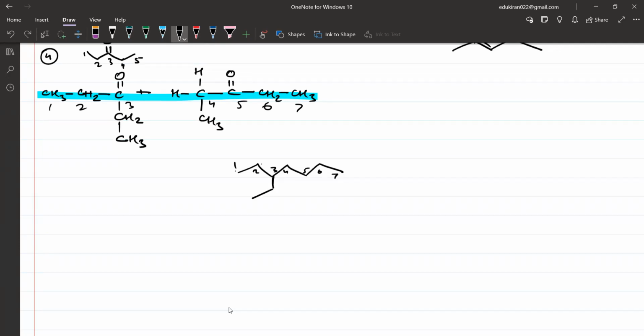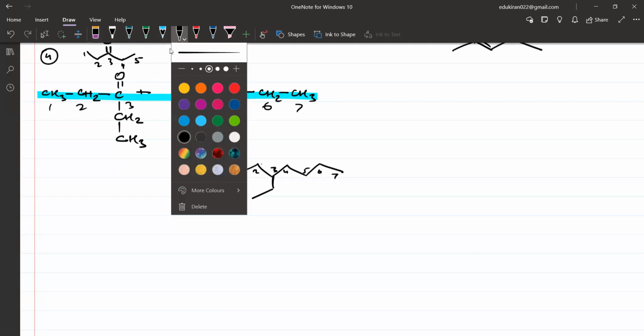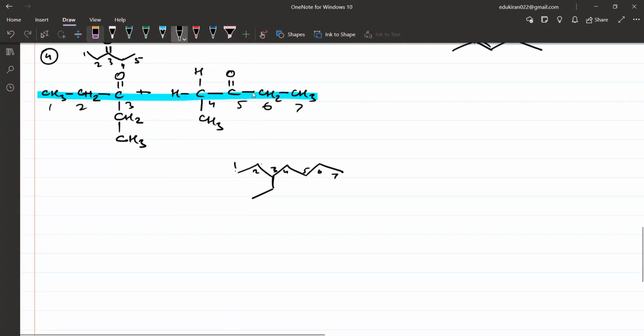It is an ethyl group, so I will make the ethyl group like this. Is that clear? Yes or no? Please tell me. In the third carbon atom, correct guys? Yes or no? Next, I also have an OH, second. I will make an OH here.